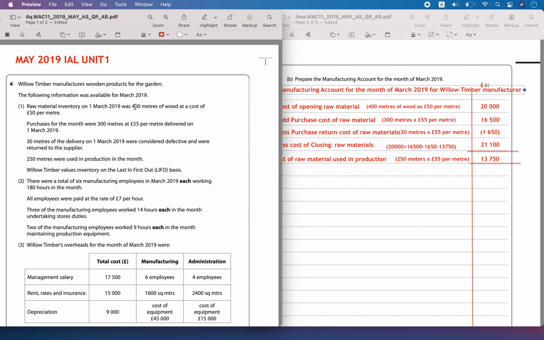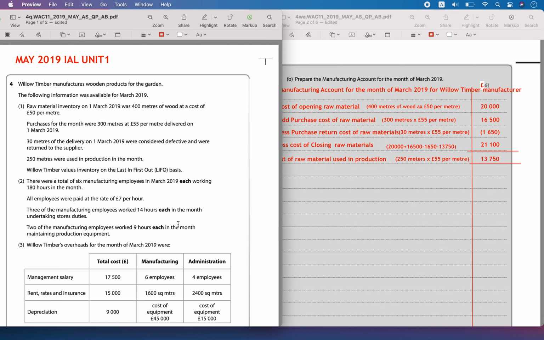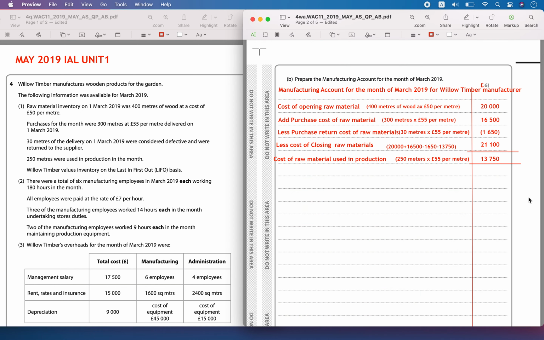Either you can use that method or you can say that 400 meters, but it is at different cost, so you will have to use the one that has the highest price or the recent price. Because it's using last in first out basis, here it is given, so you will use the latest price. Then you will get the cost of closing raw material here.